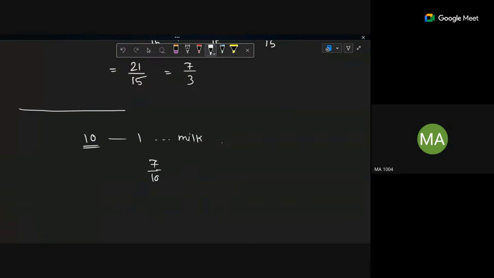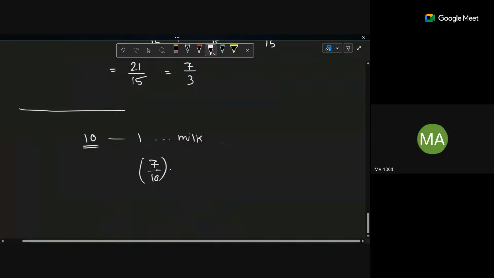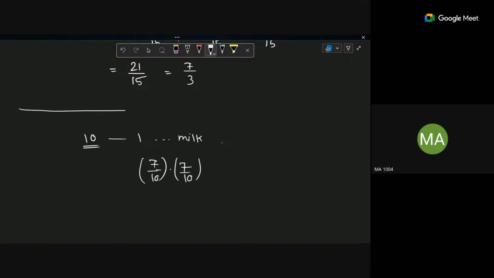Now, you are selecting 2 chocolates with replacement. That means you selected one, now put it back, and now again you are selecting another chocolate. So what will be the probability that you get the milk chocolate? Again, 7 by 10. So in this way it will work: 7 by 10 into 7 by 10. Then in that case, this will be the probability of x taking which value, 2, 0 or 1?